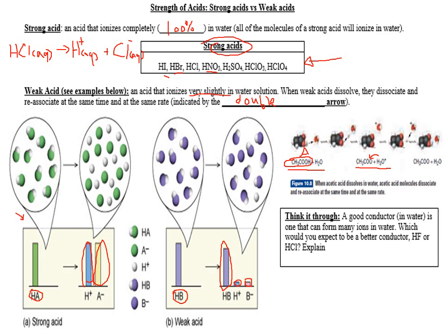So that being said, you should be able to predict which would make a better conductor, the strong acid or the weak acid. Think about ions in solution, right? A good conductor, an electrolyte solution, has a lot of ions. Which one would have more ions in solution? A strong acid or a weak acid? So think about that. If you're not too sure, research it, but think based on what we did here.